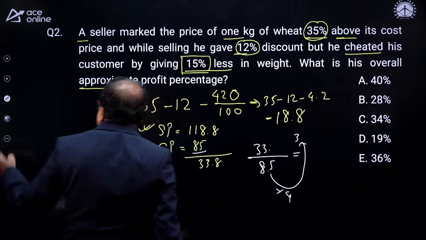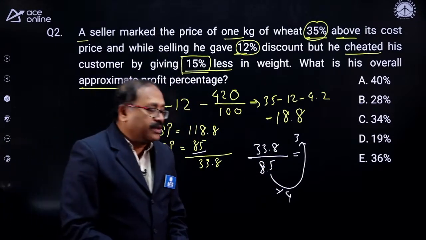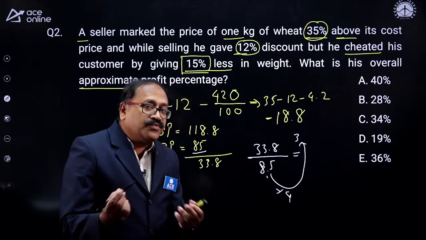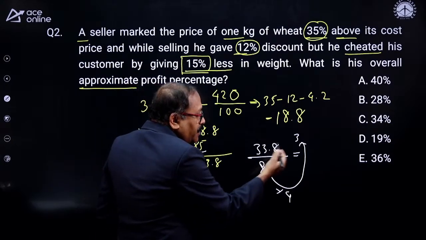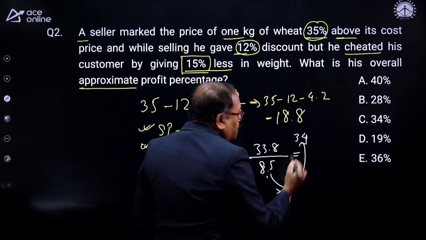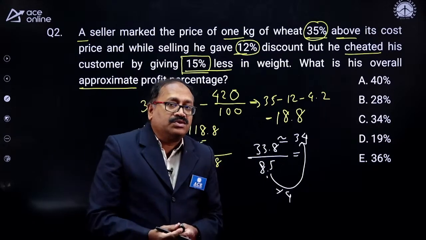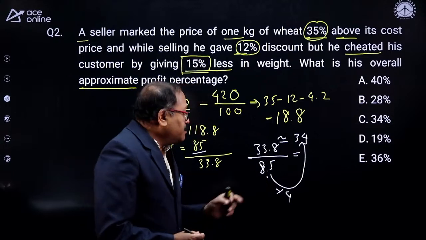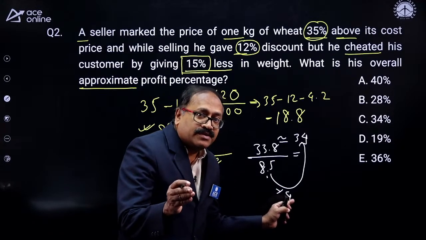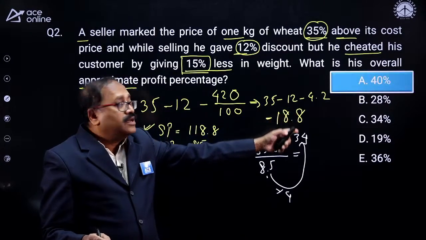So 33.8 is what percentage of 85? Now I know that 10% is 8.5. Then what will be 40%? 4 times of 10%, and that comes 4, 5, 20, carry 2, and 4, 8, 32, and 2, 34. Are both not very close? This is 33.8, which is close to 34. That means 33.8 is approximately what percentage of 85? 40%. So the approximate answer is 40%, option A.